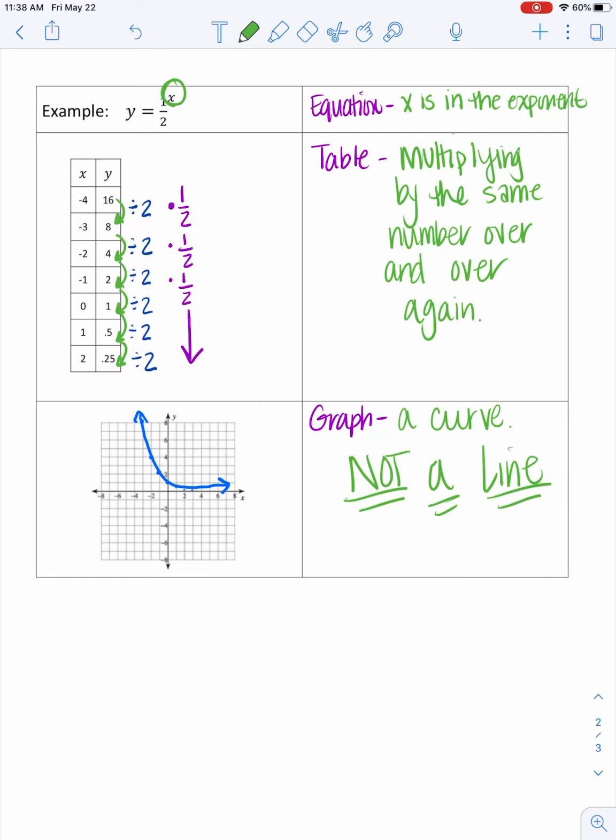Okay, so tonight for homework, you are going to be looking at equations and tables, and you are going to be analyzing the table and analyzing the equation to see if it's exponential or not. Not every table on your homework is going to be exponential, but some of them will be, and you have to identify them by looking for a common multiplier. And then just remember, if the x is in the exponent, then it is exponential.